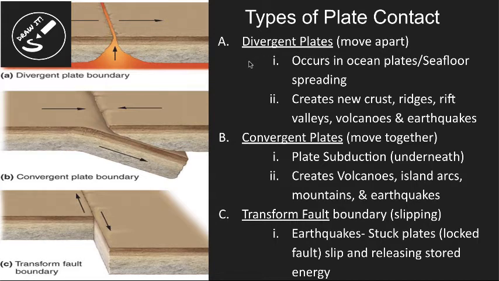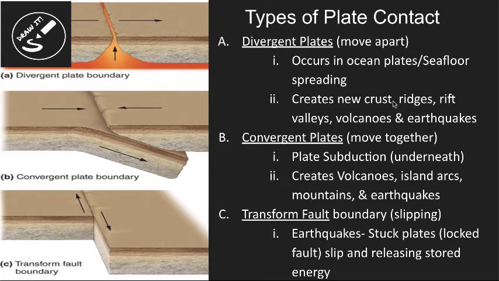Divergent plates are going to move apart. They diverge. They separate. This occurs from that same convection current action where we get them pushing up and then the plates on their boundaries start to separate. We see this primarily in ocean plates, so we see seafloor spreading. When they spread apart, this partially melted rock or magma comes through and creates new ocean crust.